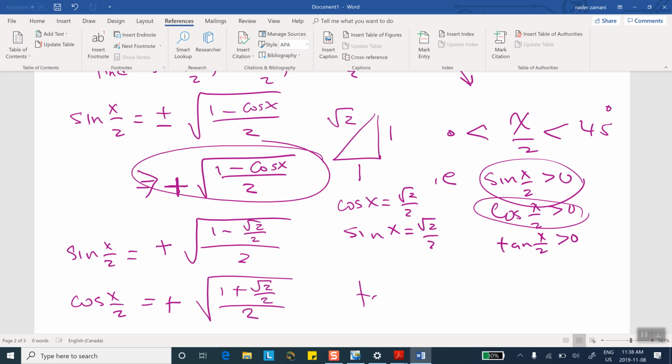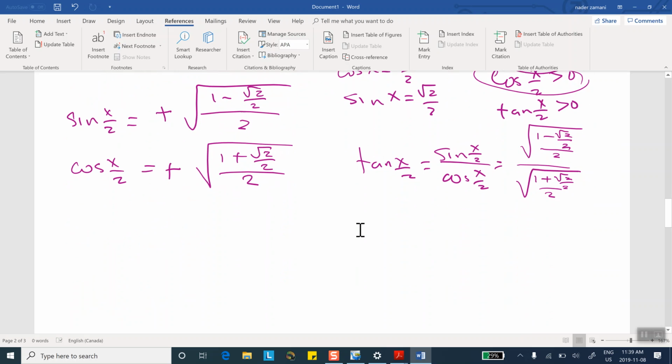And of course, tangent of x over 2 is sine of x over 2 over cosine of x over 2. And these values are, well, I can do it like this. I can do it like that. There's no problem. The square root of (1 minus root 2 over 2) divided by the square root of (1 plus root 2 over 2).